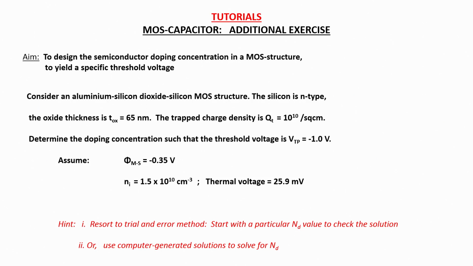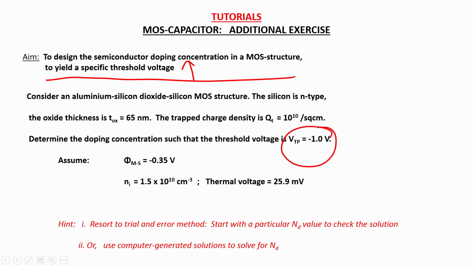At this point we thought we'll give you an exercise problem from the MOS capacitor topic, which you can take up at your leisure. The aim of this problem is very simple: you intend to calculate the doping concentration for a MOS structure where your desired threshold voltage is given. Unlike in your assignment questions where you have been given the doping concentration, here you are given a specific threshold voltage, and you have to back calculate the required doping concentration to achieve it.